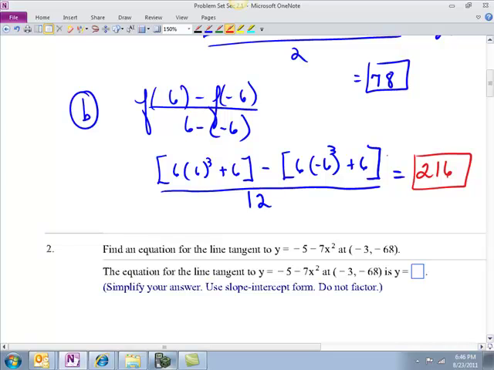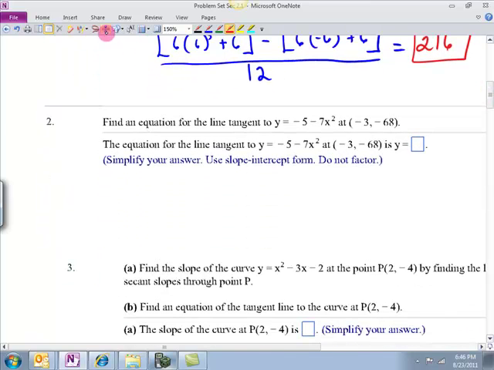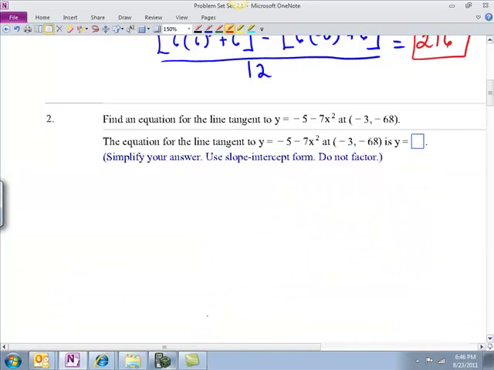It will be helpful for you to have your calculator, or at least a calculator app on your phone. That graphing calculator app's pretty good. Okay. All right. Okay, let's do number 2. It is find the equation for the tangent line to this equation at this point.